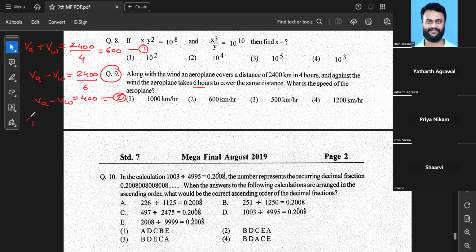Now, when you add the first and second equation, plus VW and minus VW get cancelled. You're left with VA plus VA, that is 2VA, equal to 600 plus 400, that is 1000. So that gives you VA, the speed, as 500. Option 3 will be your correct answer. So what are VA and VW? VA is the speed of the aeroplane, VW is the speed of the wind.